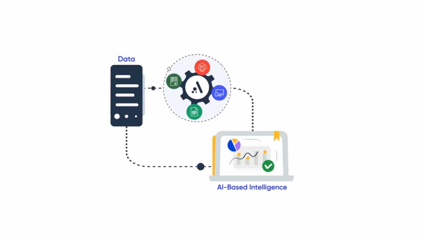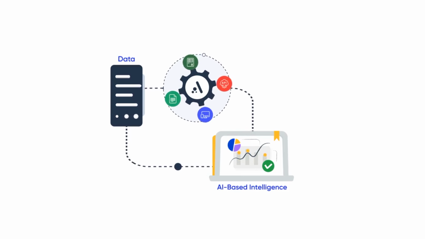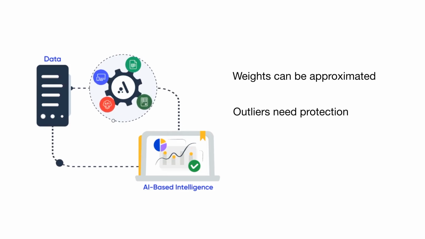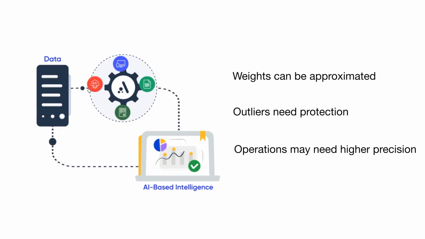Modern LLM systems are not really low precision or high precision. They are mixed precision systems. It works because the system is careful about which precision is lost. Some weights can be approximated. Some outliers need protection. Some operations still need higher precision.